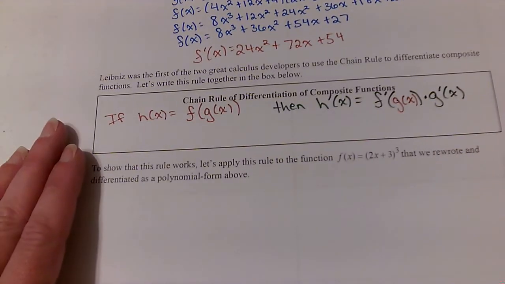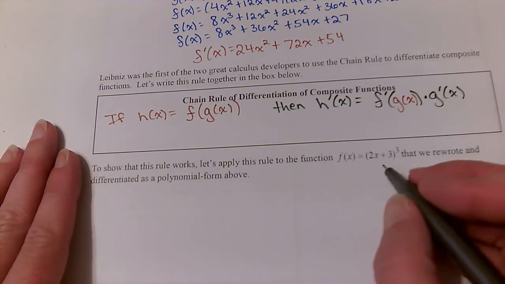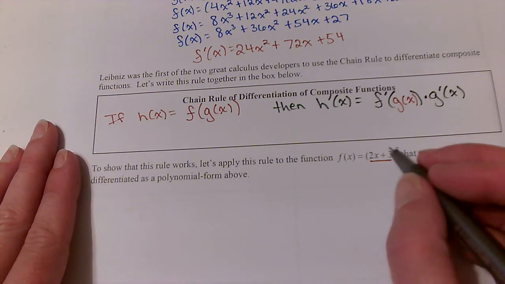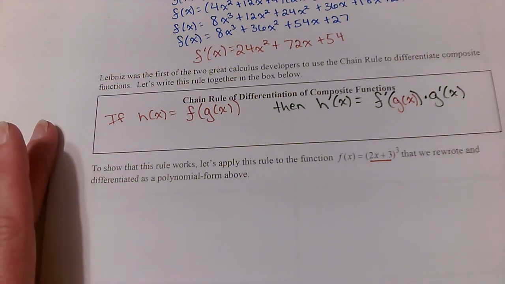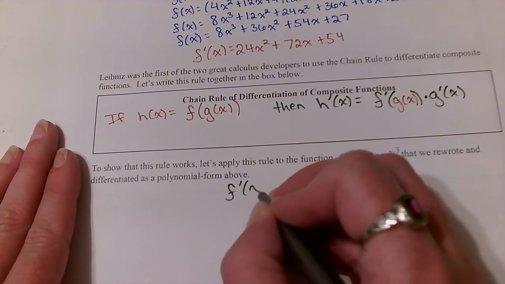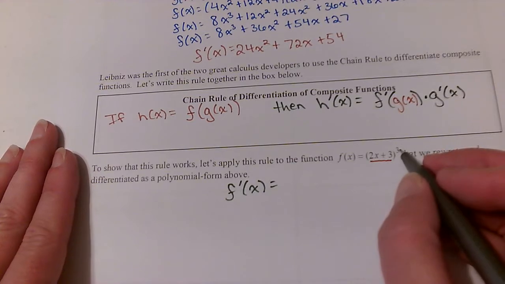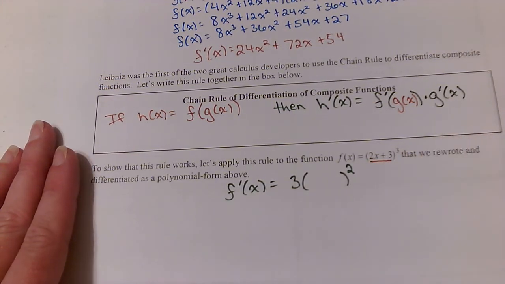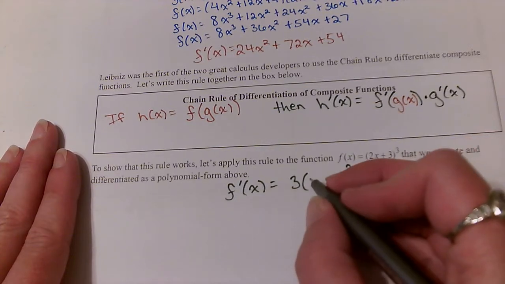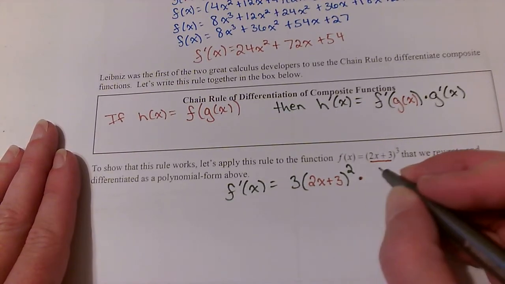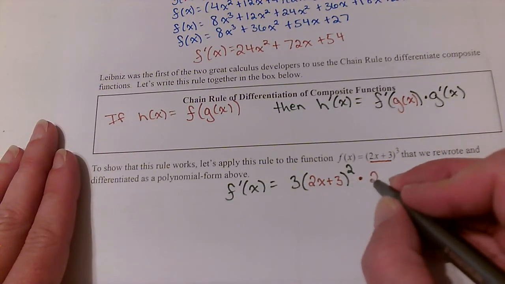So for this function, the inner function is the 2x + 3, and the outer is something cubed. So I want to show you how this works. f prime of x is going to be, if I take the derivative of the outside, I can apply the power rule, which would be 3 times whatever squared. Well, the whatever is the 2x + 3, not just an x. So I'm going to multiply by the derivative of the inside, which is 2.